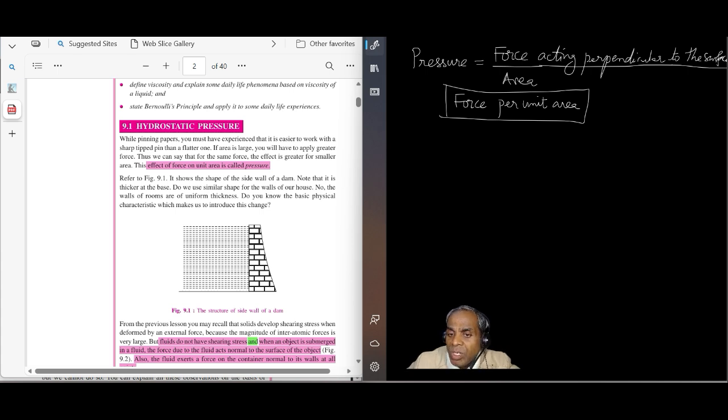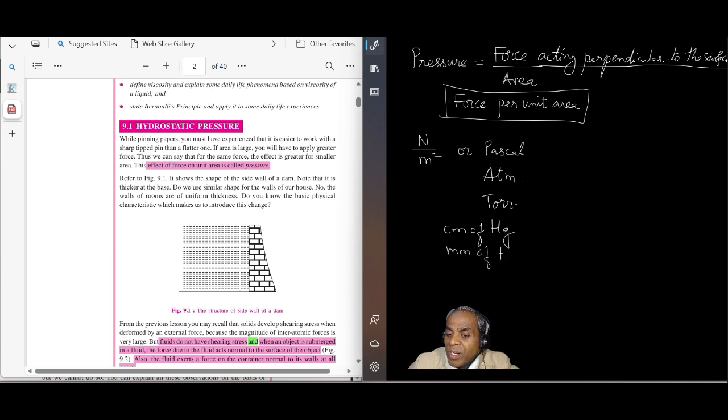Got it? Unit of pressure is, because force per unit area, so force unit is Newton, area unit is meter square, right? So Newton per meter square. Other units are Pascal, so Newton per meter square or Pascal. Okay, and there are other units also of pressure like atmosphere, short for ATM. Then we have Torricelli. We have pressure expressed as centimeters or millimeters of mercury column.